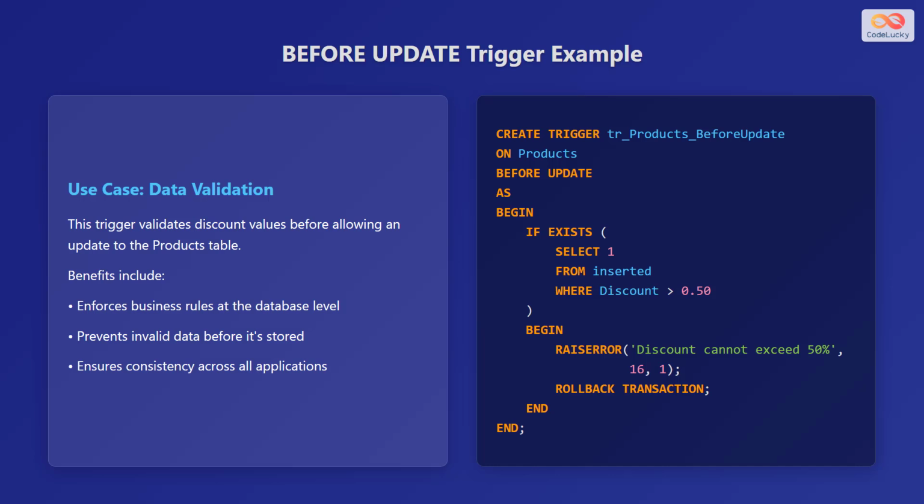The code starts with create trigger tr_products_before_update on products before update. Then within the begin block, an if exists statement checks whether the discount value in the inserted table is greater than 0.50, that is, 50%. If it is, then raiserror is called to raise an error message and the transaction is rolled back, preventing the update.